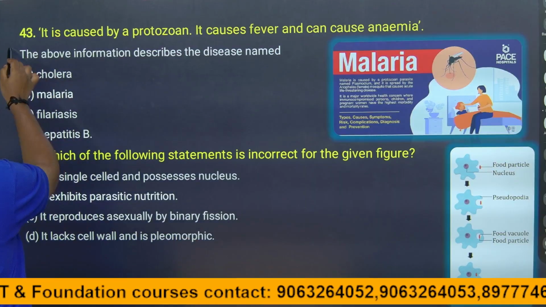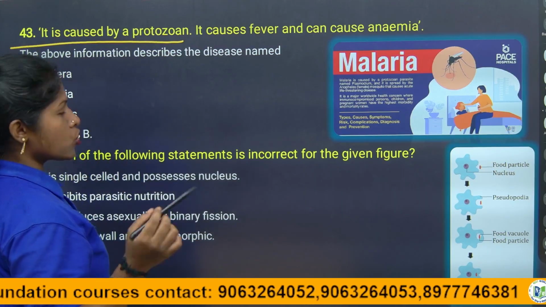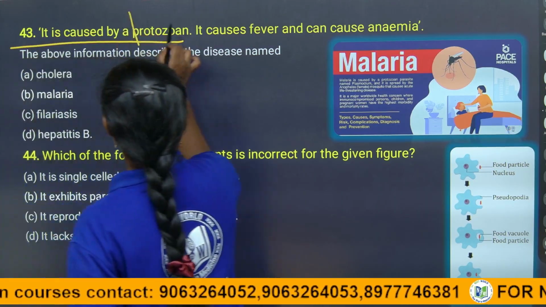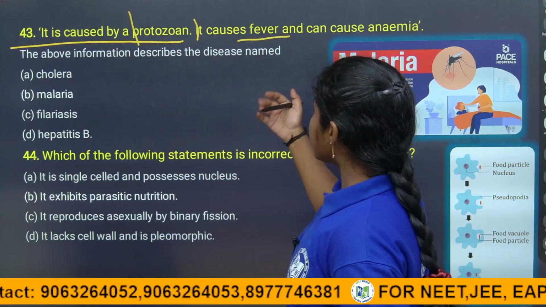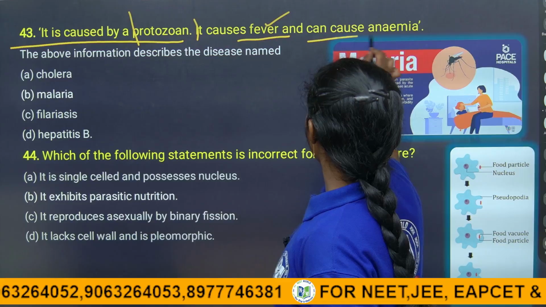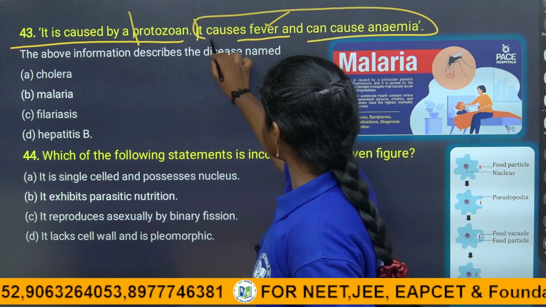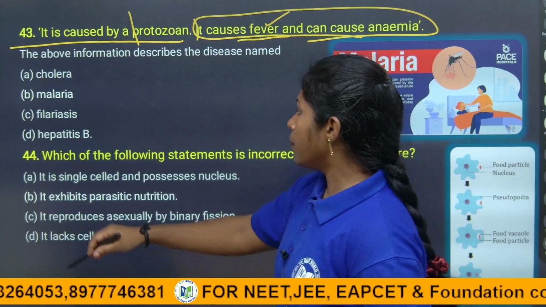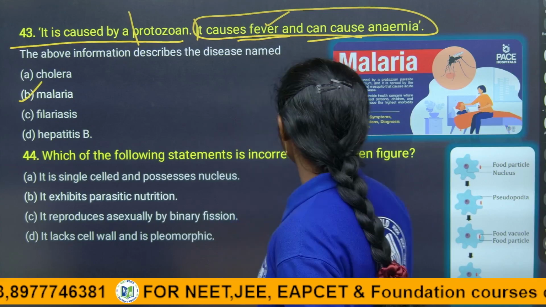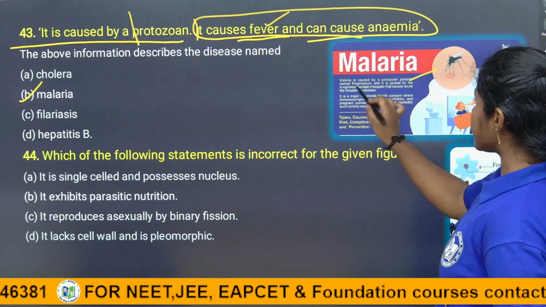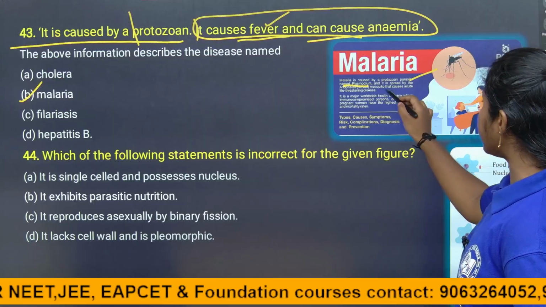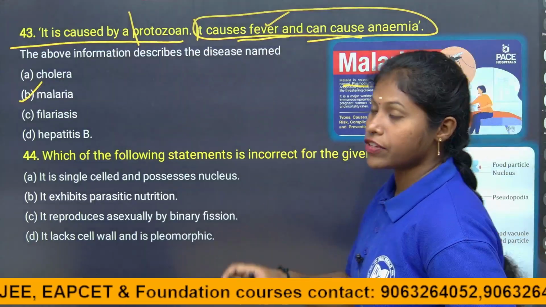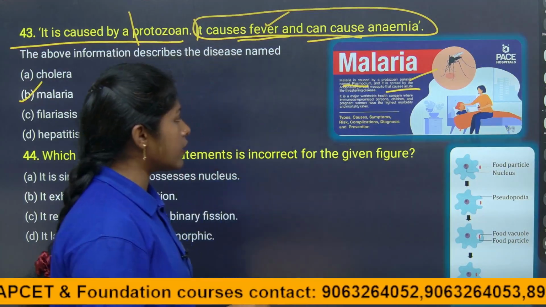They are asking which disease is caused by a protozoan. The symptoms of this disease are fever and also anemia. So these are the two symptoms which mainly occur in malaria, children. Malaria is caused by the protozoan parasite named Plasmodium, and it spreads through the female Anopheles mosquito and causes an acute life-threatening disease. If it is not treated, children, the person will definitely die.